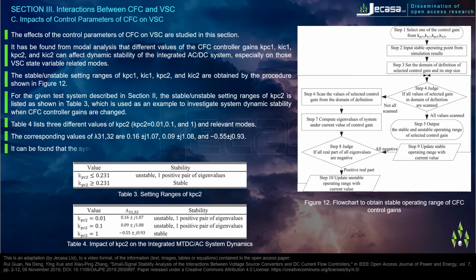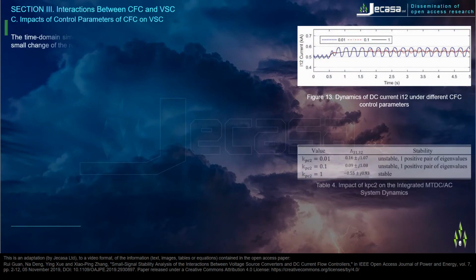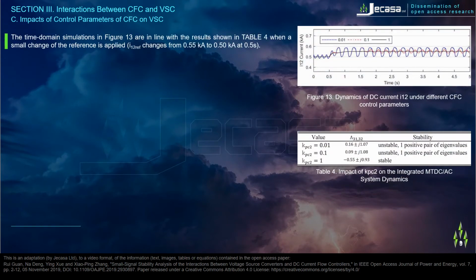It can be found that the system is stable only when kpc2 is greater than or equal to 1. The time domain simulations in Figure 13 are in line with the results shown in Table 4. When a small change of the reference is applied, I12 ref changes from 0.55 kA to 0.50 kA at 0.5 seconds. Stable system dynamics can be achieved only when kpc2 equals 1.